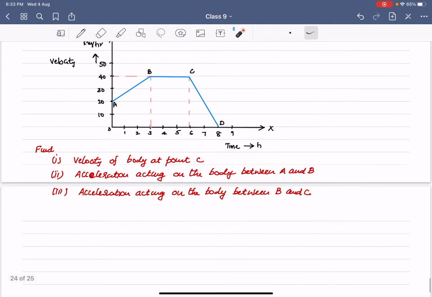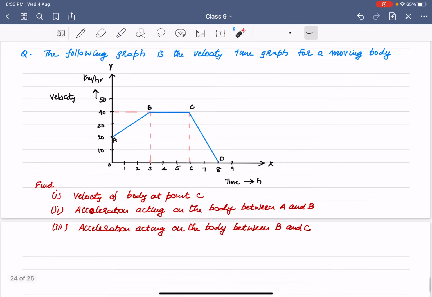The question given here is find the velocity of the body at point C. Second sub question, acceleration acting on the body between A and B. Third sub question, acceleration acting on the body between B and C. So let's solve this question one by one.